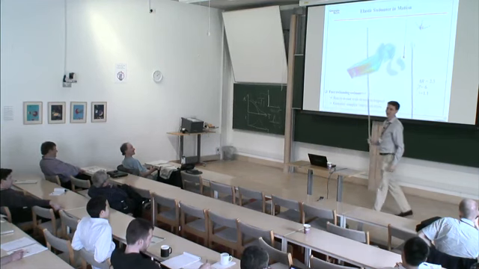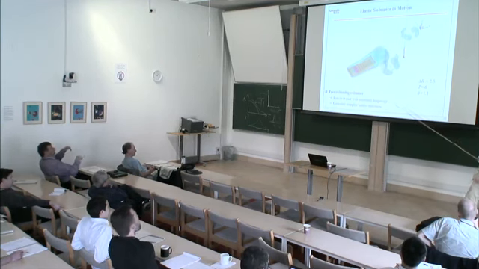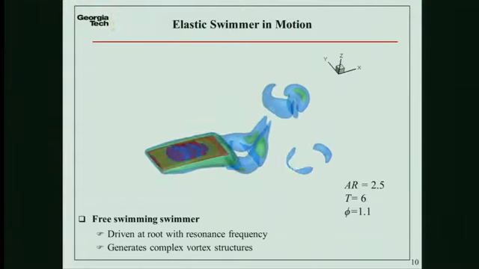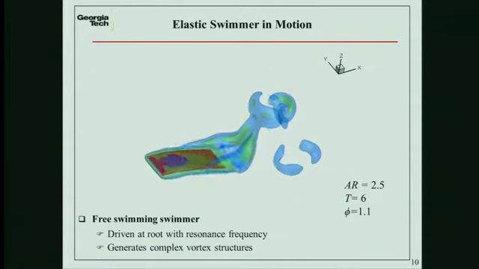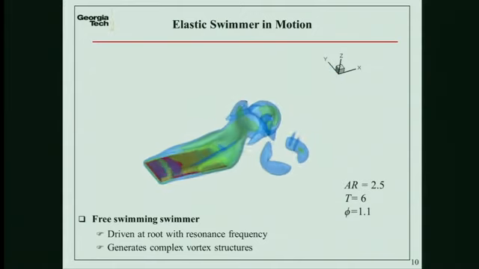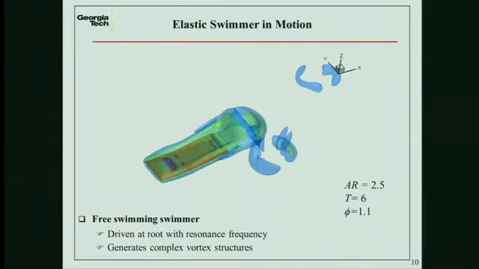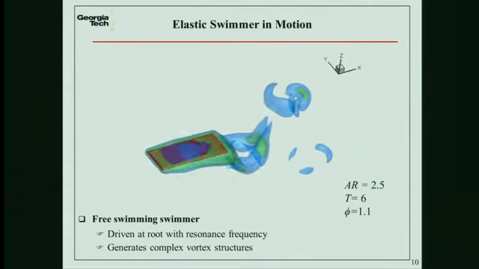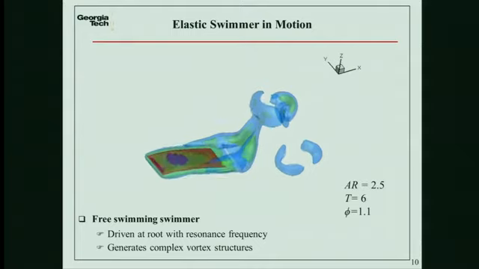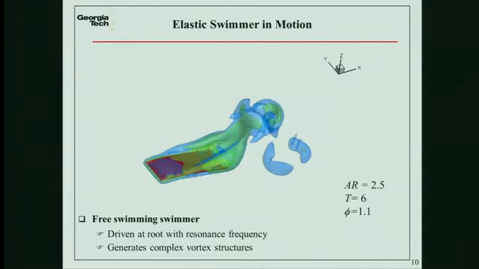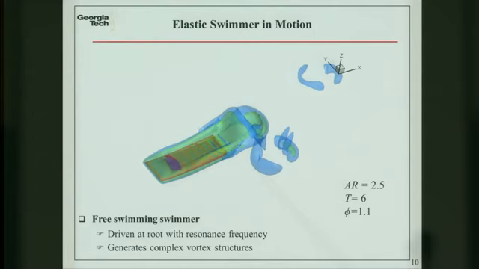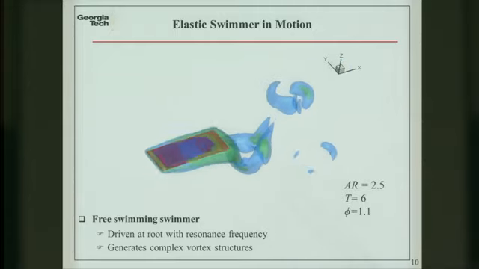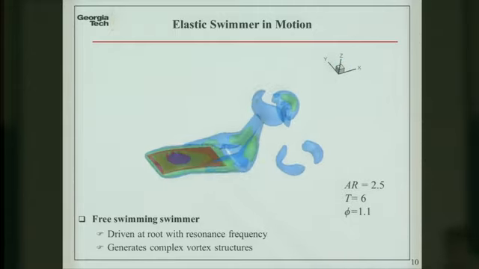I'd better move on. So this is what happens to the swimmer when it swims. This is the resonance frequency, aspect ratio 2.5. These beautiful colors show the vorticity that is produced by the swimmer. So what we can see is essentially a swimmer swimming. This is free swimming again. It generates vortices along the sides of the swimmer that shed, and there is also a vortex at the trailing edge. Almost nothing happens in the leading edge because we move it pretty much all the time in the direction of the flow.